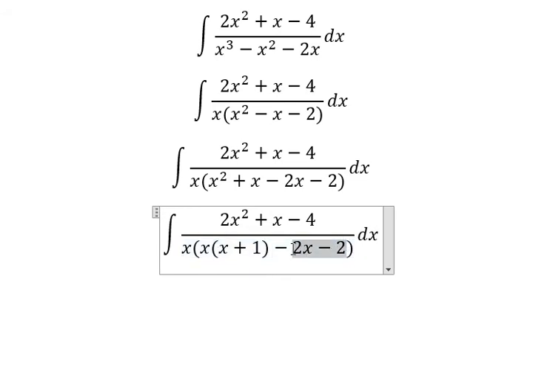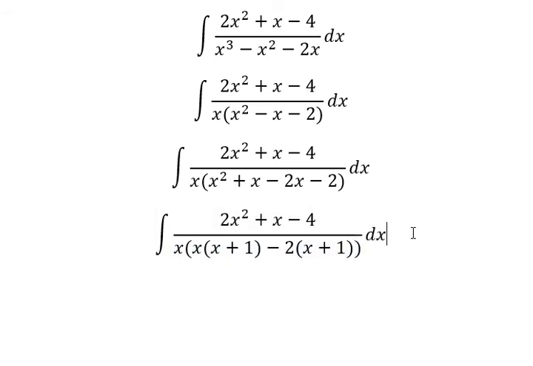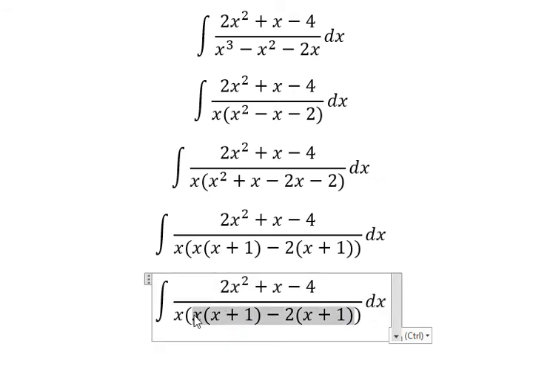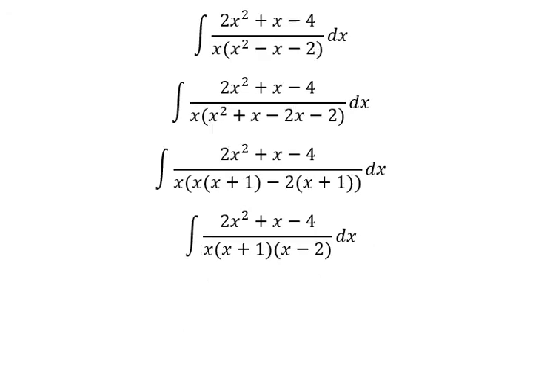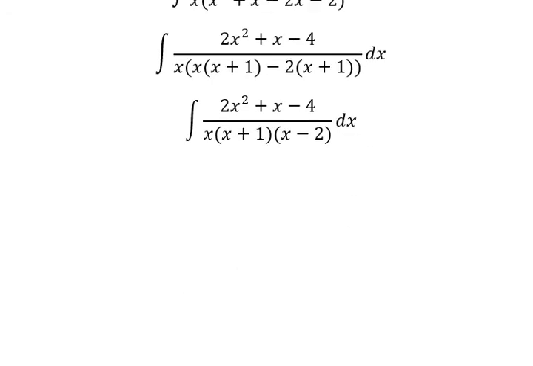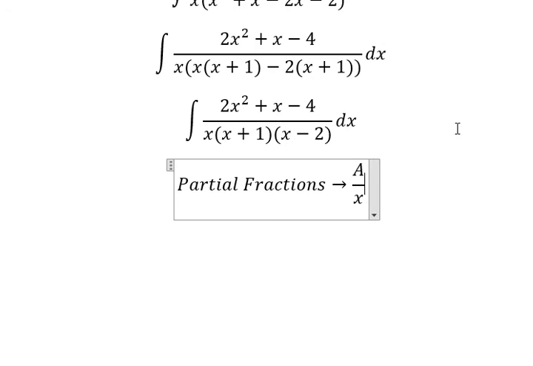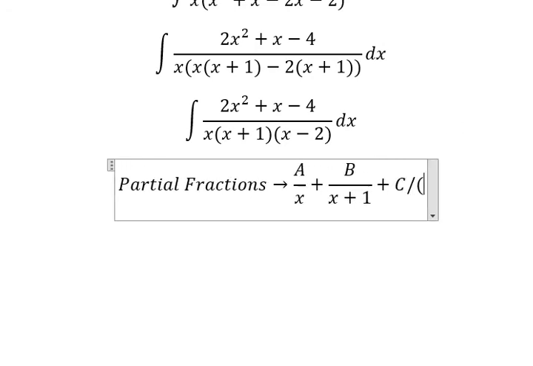We can do another factorization in here. S plus 1, s plus 1. That's another factorization in here. Now, we can do partial fractions. So I can put capital A over S plus B over S plus 1 and C over S minus 2.